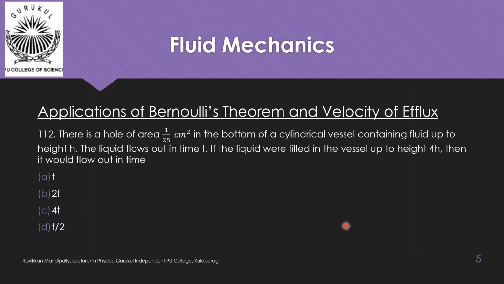Then, question number 112. There is a hole of area 1 by 25 centimeters square in the bottom of a cylindrical vessel containing fluid up to height h. The liquid flows out in time t. If the liquid were filled in the vessel up to height 4h, then it would flow out in time.